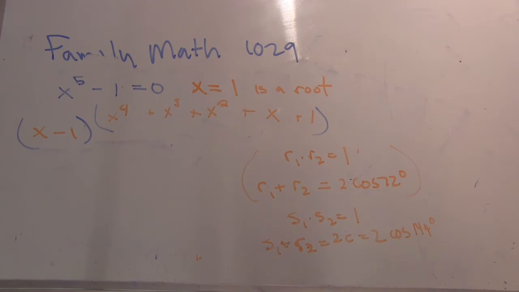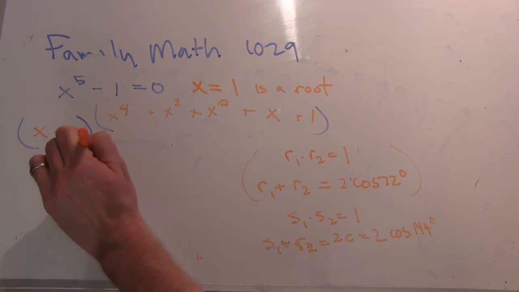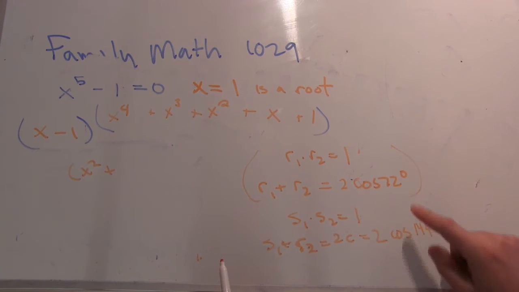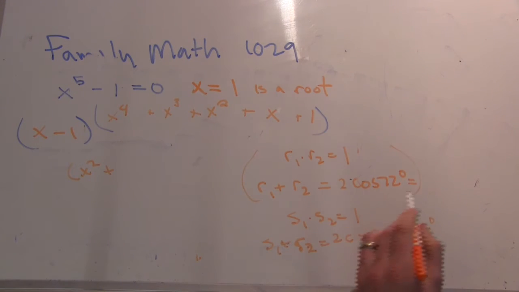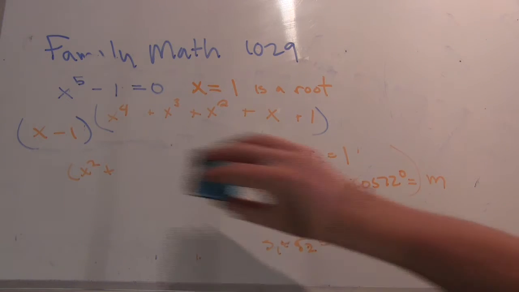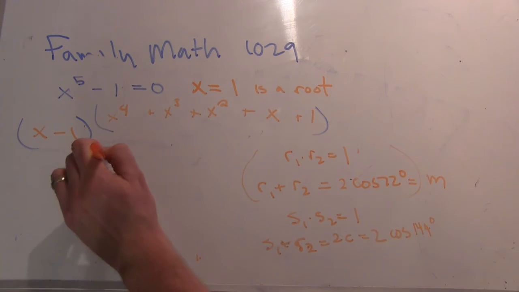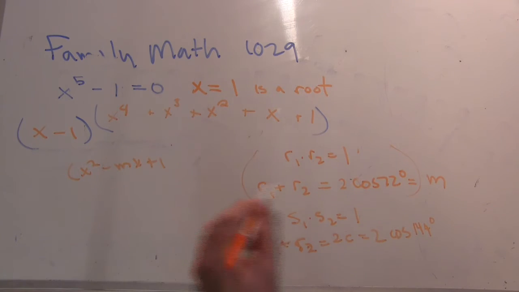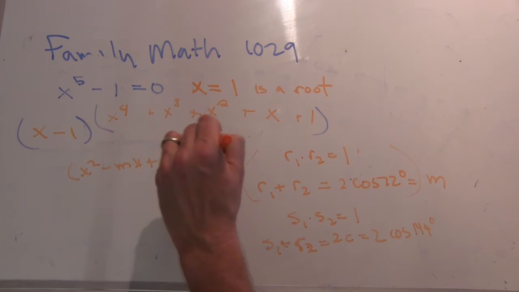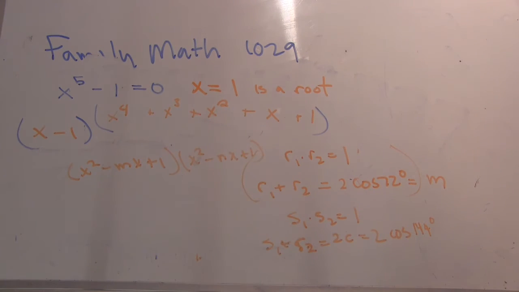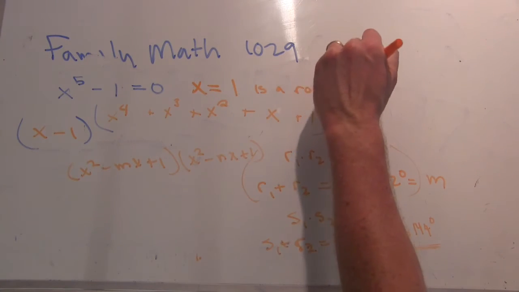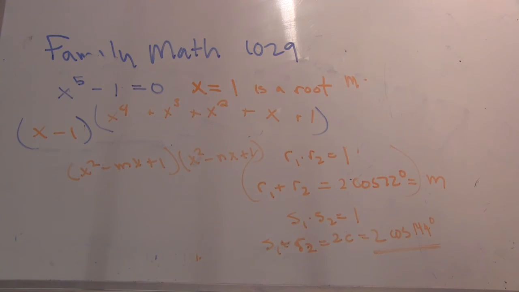So it suggests I've got two quadratics, x squared minus mx plus 1, because the sum is m and the product is 1, times x squared minus nx plus 1. We could use this to figure out what m and n are. M is 2 cosine 72.